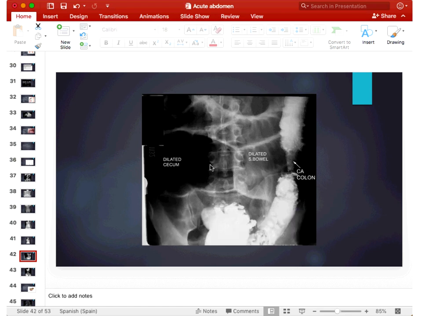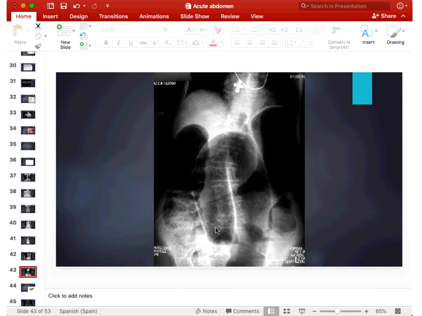This is a dilated septum. You see these conniventes valves, and this is obstruction because of cancer. This is a contrasted study. And then, you see, this is volvulus. It looks like a coffee bean.